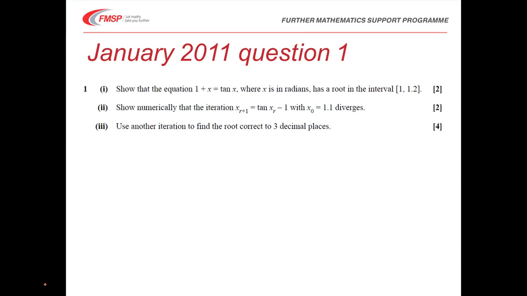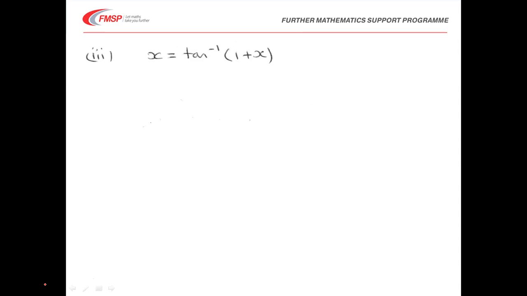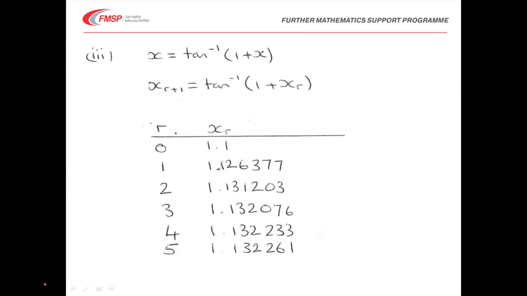Finally, I've got to use another iteration to find the root correct to 3 decimal places. So I'm going to try something else. I'm going to do an inverse tan, which gives me that iteration. When I try that, I put in 1.1 equals, and then inverse tan of 1 plus answer. Each time I press equals I get those values, which I've written down to 6 decimal places. Steps 3, 4 and 5 all give 1.132, so the answer must be 1.132 to 3 decimal places.